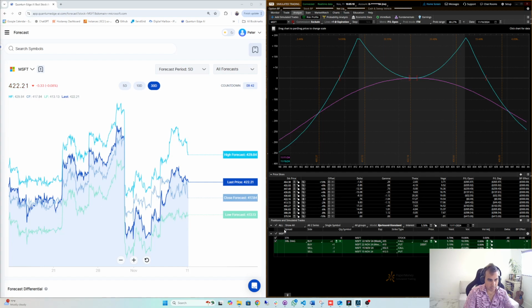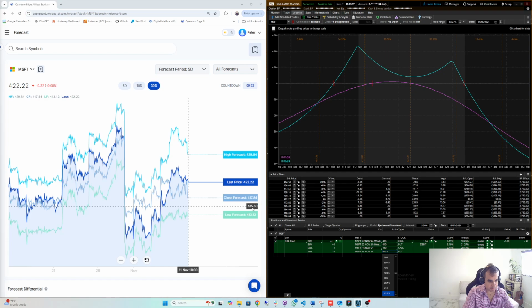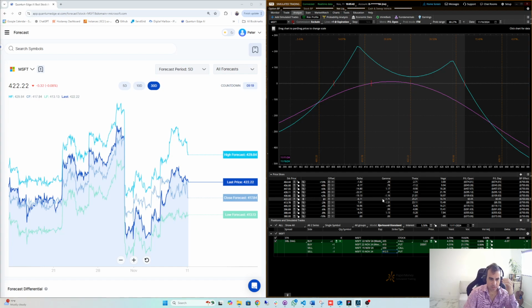So what we're examining is the quantum edge AI forecast here. And what we're trying to say is, okay, well, where is bias? Two things. Where is bias and where is price likely to be? In this case, we can say that this is a good location. We can say, oh, we want to be slightly delta negative. We want to be theta positive.